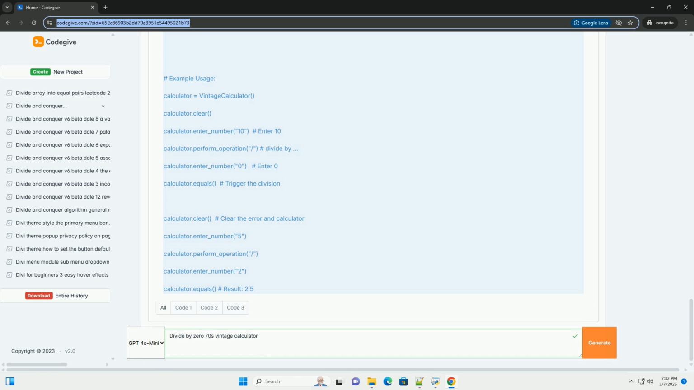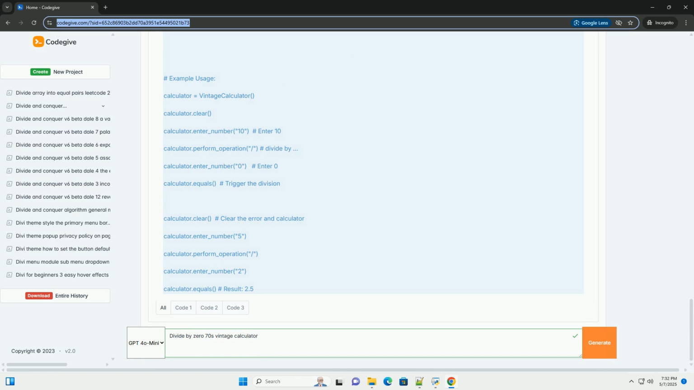Checks for a pre-existing error. Performs the requested operation: plus, minus, multiply, divide. Divide by 0 check: specifically checks for division by 0, if divisor equals 0.0. If detected, it calls the show_error method. 6. equals method: completes the calculation and displays the final result.